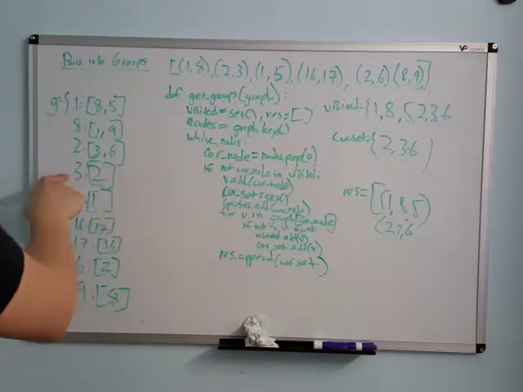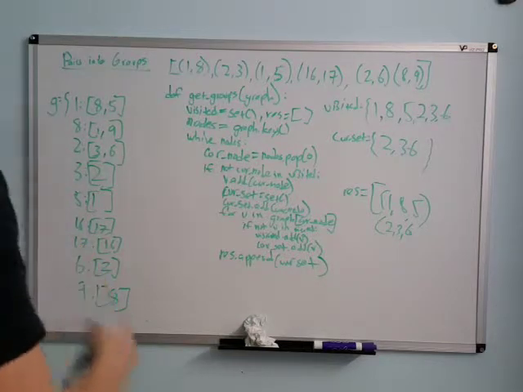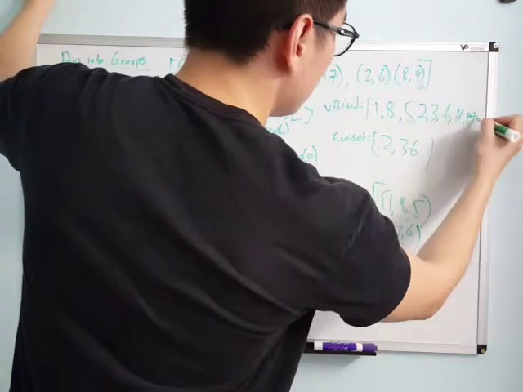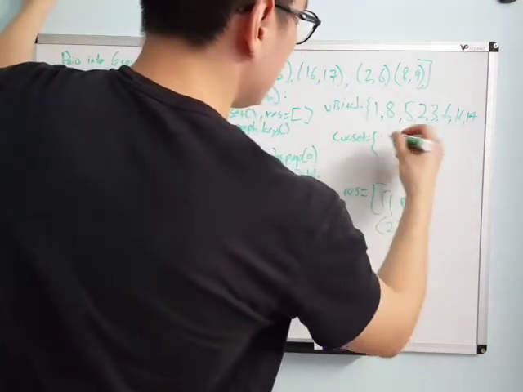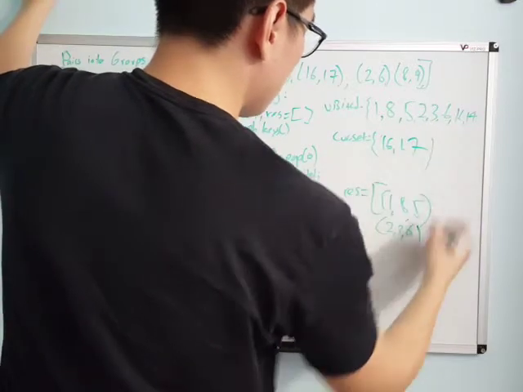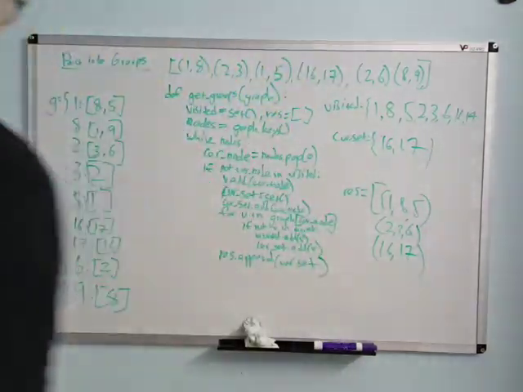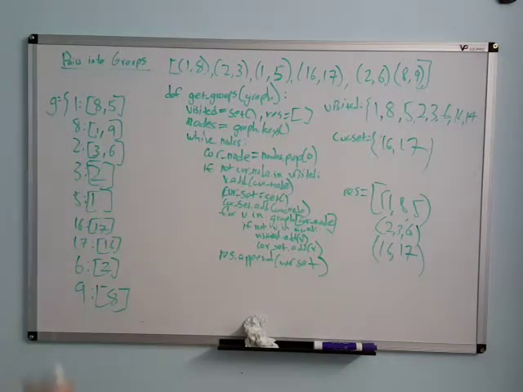3 is visited, so we can skip that. 5 is visited, so we skip that. 16 and 17 are not visited, so we'll add 16 and 17 into our visited. This would be 16 and 17. We would add 16 and 17 here. 6 is visited. 9 is not visited.